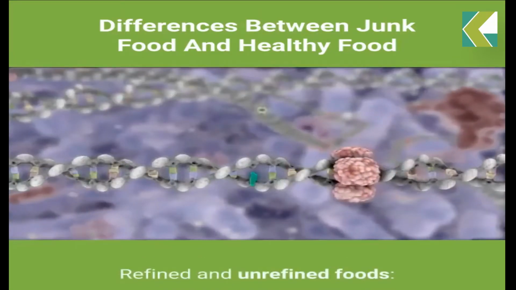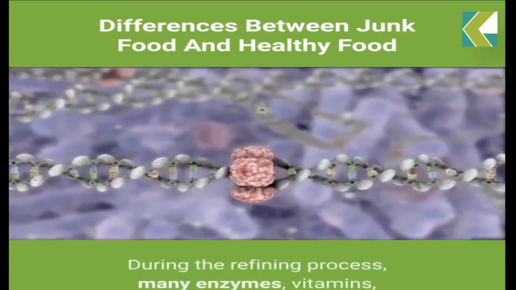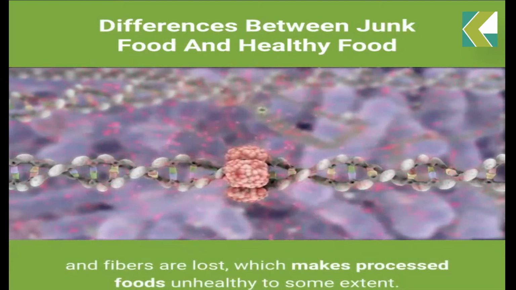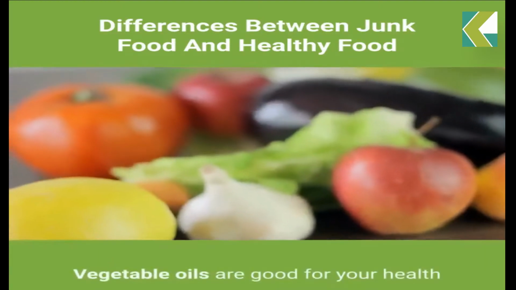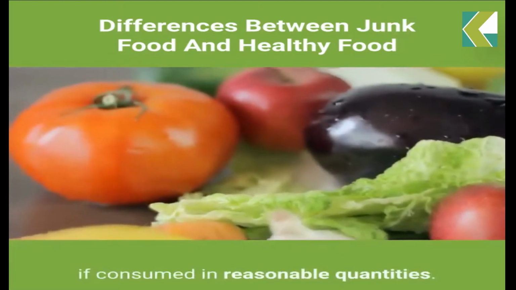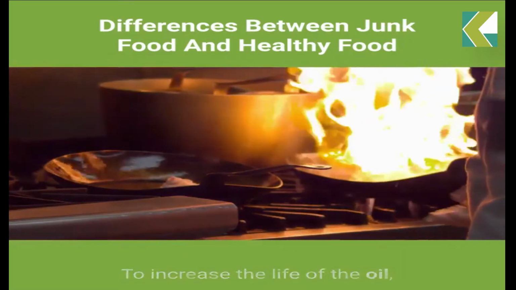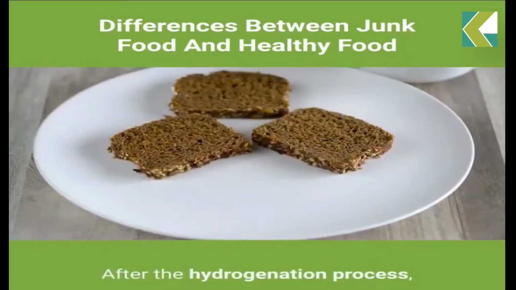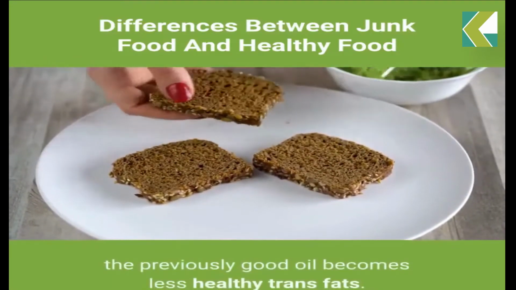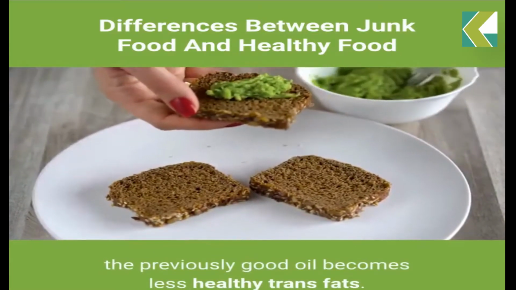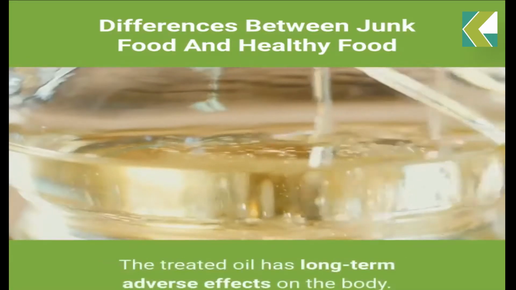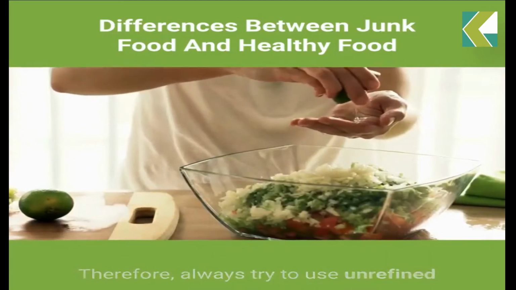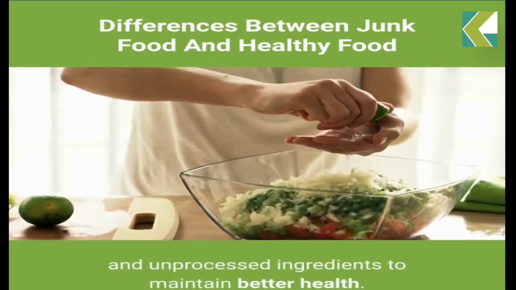Refined and unrefined foods. During the refining process, many enzymes, vitamins, and fibers are lost, which makes processed foods unhealthy to some extent. Vegetable oils are good for your health if consumed in reasonable quantities. To increase the life of the oil, it is partially hydrogenated and then used for cooking. After the hydrogenation process, the previously good oil becomes less healthy trans fats. The treated oil has long-term adverse effects on the body. Therefore, always try to use unrefined and unprocessed ingredients to maintain better health.